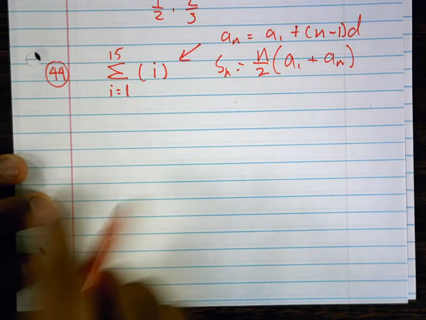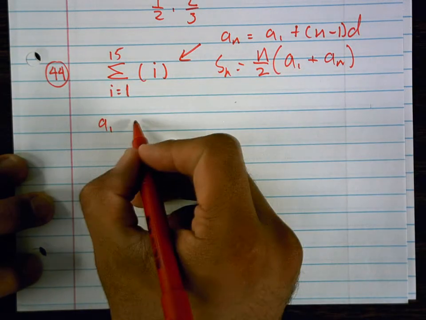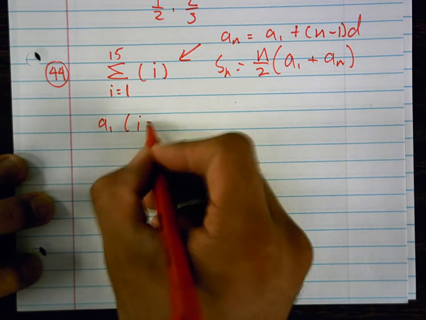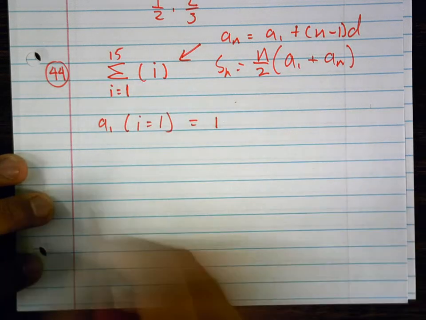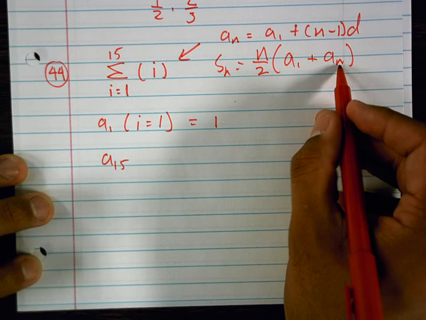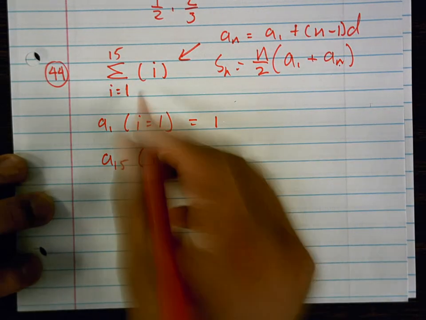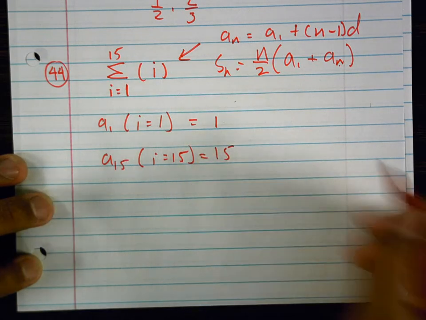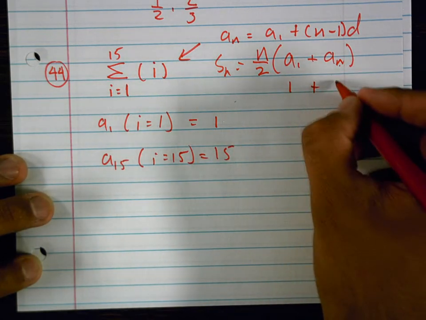So we need to know, if I put a 1 in right here, that'll give me the first term. So a sub 1 is when i equals 1, and plugging it in, it's just going to be 1, right? And then a sub 15, which is the very last one, is going to go right here, when i equals 15. If I plug that in, it's just 15. Okay? So that means I'm using this formula. That's going to be the 1, that's going to be the 15.